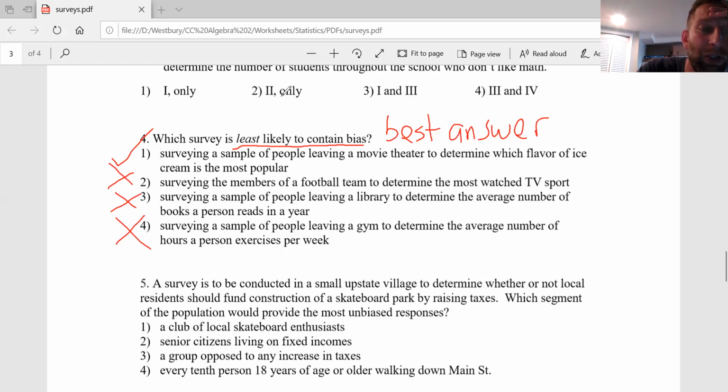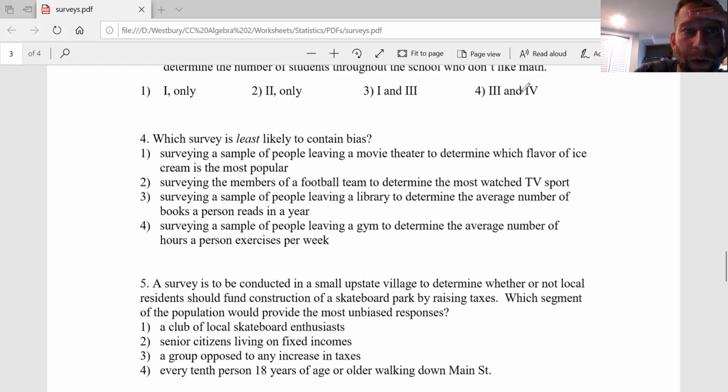Choice one is your answer, because asking people at the movies, there's no reason to believe that every person at the movies is going to like chocolate. But there is reason to believe that every member on the football team watches football. There is reason to believe that every person at the library reads a lot of books. There is reason to believe that people leaving a gym exercise more. That's bias.